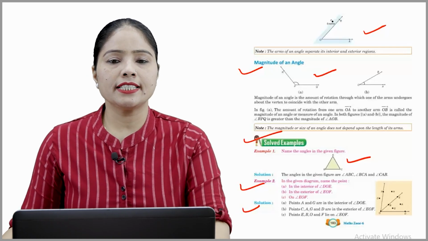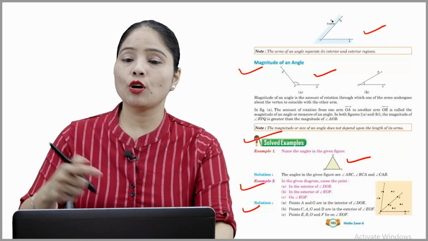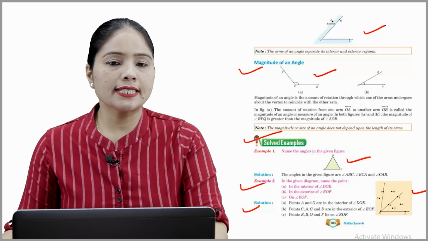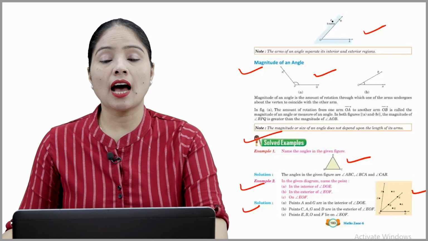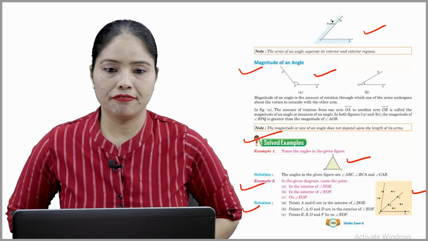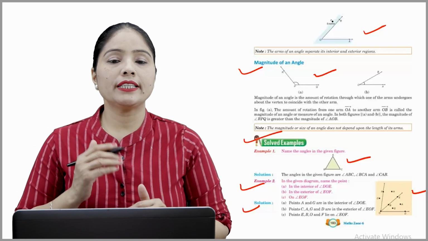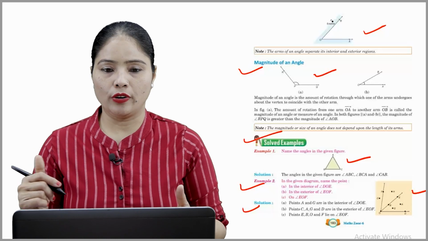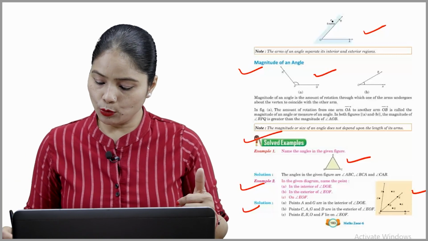Points A and G are in the interior of DOE, like that. Points C, A, G and D are in the exterior of angle EOF. C part है, points E, B, O and F lie on angle EOF. Okay. So now move on.